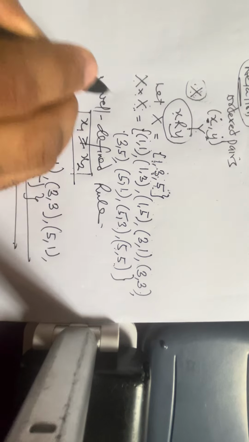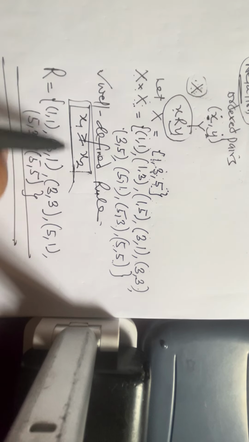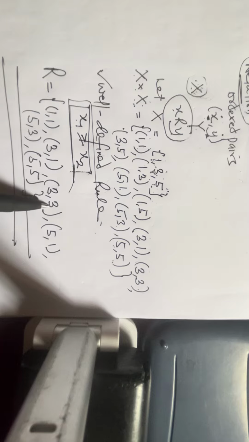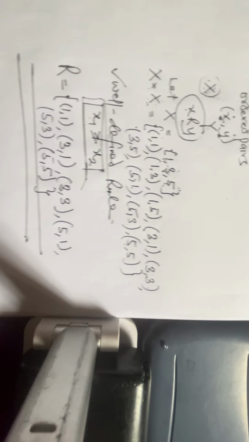So there must be a well-defined rule, and the rule will be given to you. The rule for this particular one is that x1 must be greater than or equal to x2. So if it's not greater than x2, it should be equal to x2. We saw some values in which 3 is not greater than 3, but 3 is equal to 3. 5 is not greater than 5, but 5 is equal to 5. 1 is not greater than 1, but 1 is equal to 1. All right. So now let's look at another example.